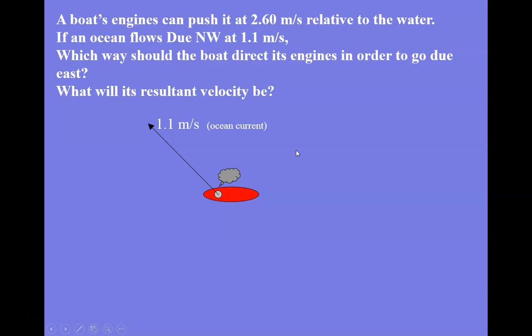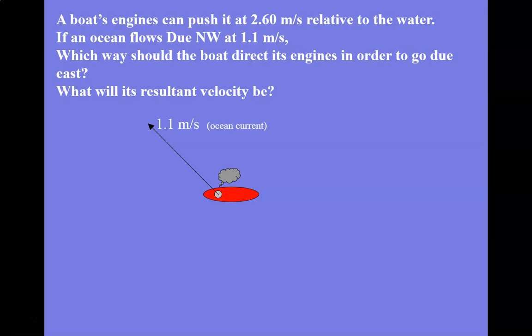Okay, so this is a good problem. We've got a boat, and the boat's in the ocean, and the ocean current is pushing the boat due northwest at 1.1 meters per second. Now the boat's engines can propel itself at 2.6 meters per second relative to the water. And the question is, how should the boat orient its engines in order to go directly east? So the current is pushing it northwest.